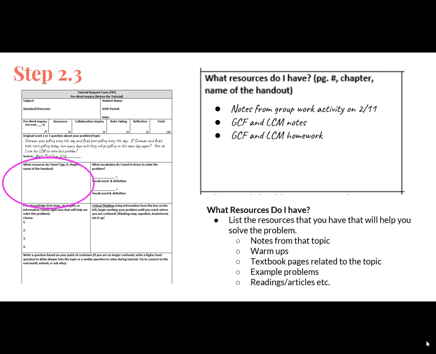So for this particular problem, we're going to say that we have notes from a group work activity on 2-11, and we have GCF and LCM notes and GCF and LCM homework from the week.